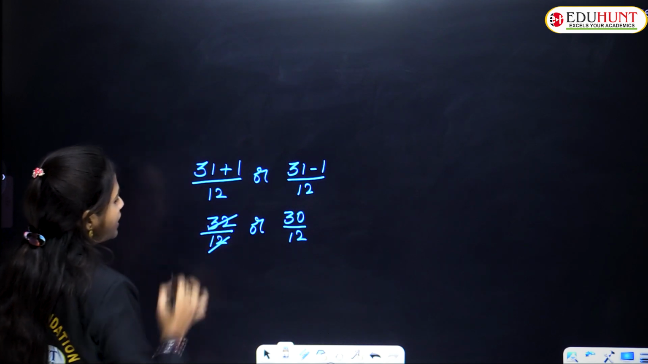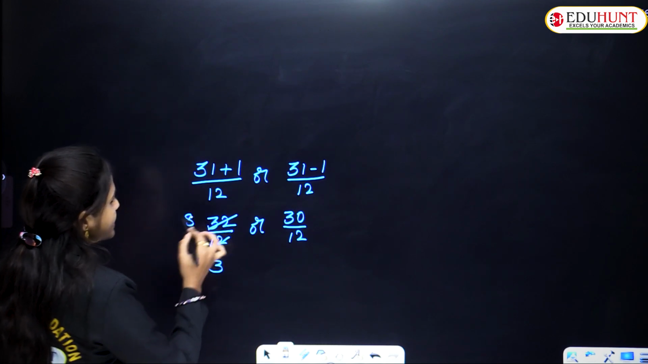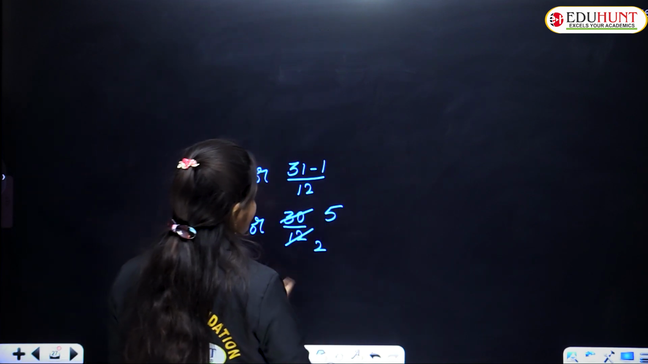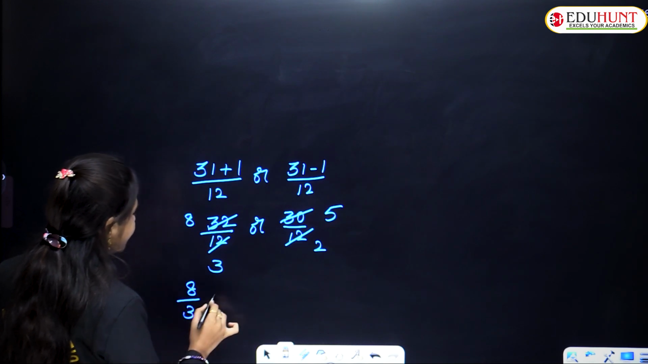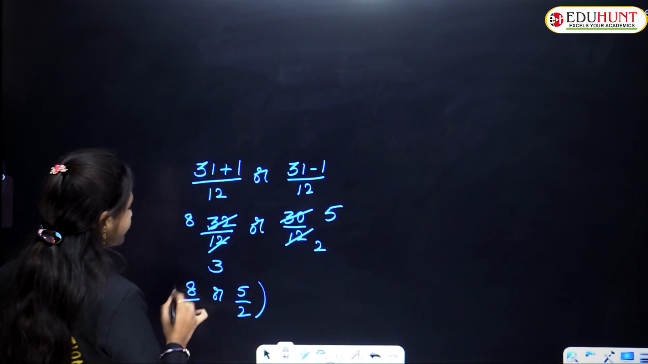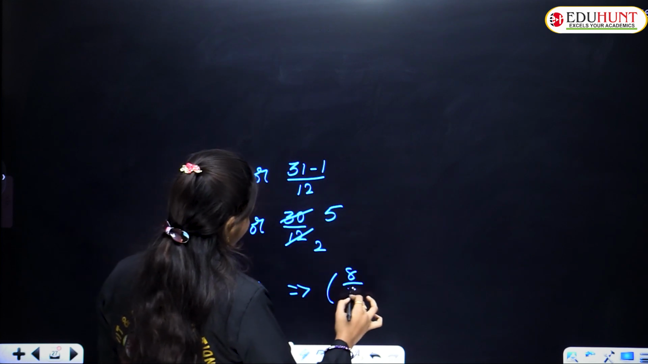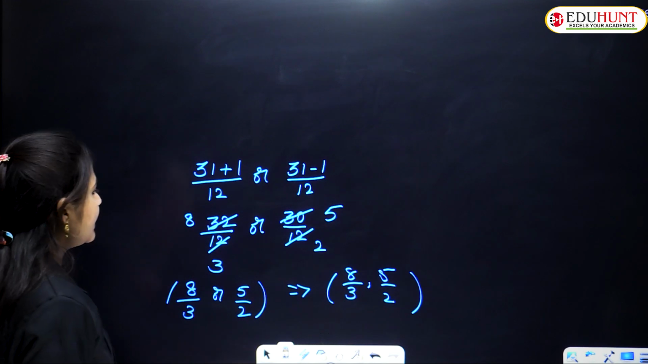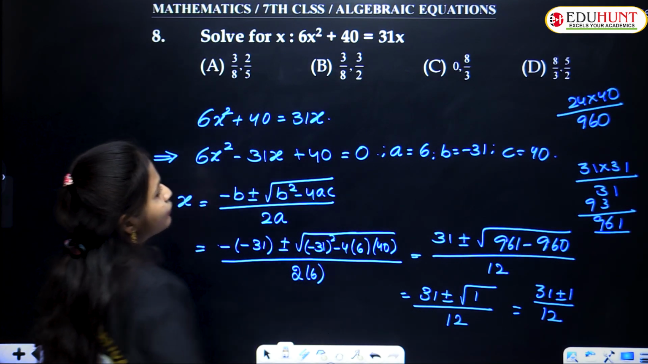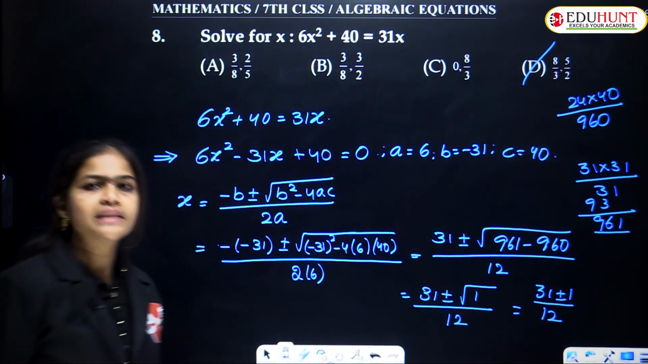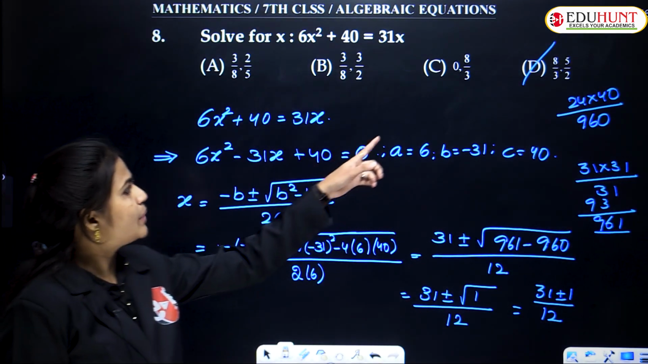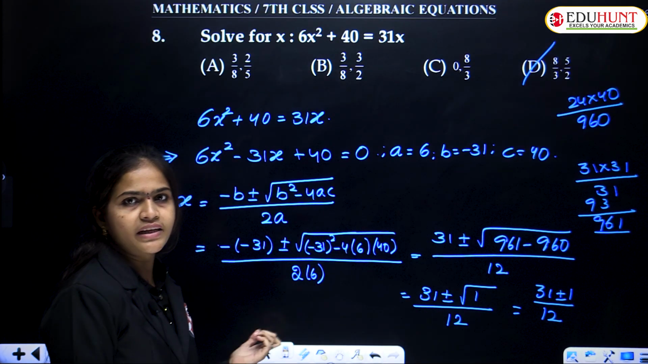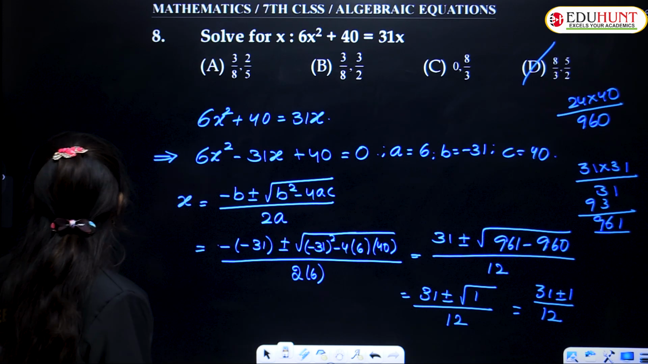After cancellation here by 4, 4 threes are 12 and 4 eights are 32. Clear? And this is by 6, 6 fives are 30 and 6 twos are 12. So the roots are 8 by 3 or 5 by 2. So what are the values? 8 by 3, 5 by 2. Not only as an ordered pair, I just wrote them in that pair form. So 8 by 3 and 5 by 2, or 5 by 2 or 8 by 3 also we can keep. Why? Because for roots, any root we can take first. See the next question.